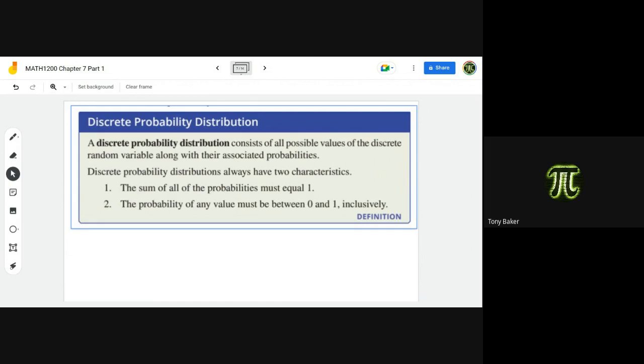A discrete probability distribution, which we already looked at one. The sum of all the probabilities must equal 1. And the probability of any value must be between 0 and 1 inclusive. So there could be a probability of 0 and there could be a probability of 1. However, the sum of them all must equal 1.